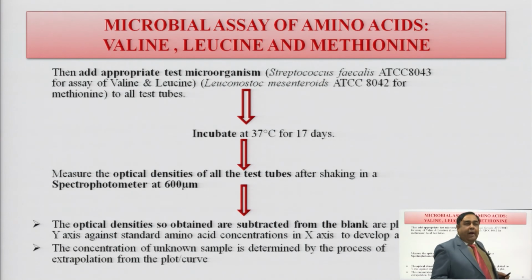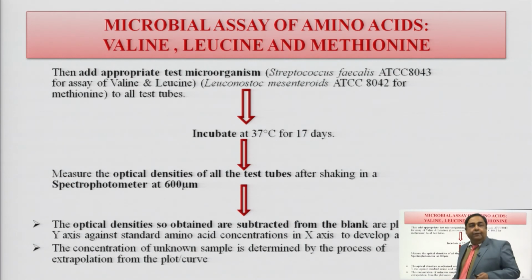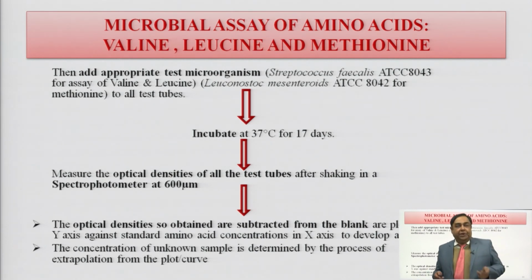Then you have to add the appropriate organism. Now, this organism is again amino acid specific. Streptococcus faecalis ATCC 8043 is to be added whenever we are estimating either valine or leucine as amino acid. We have to add Leuconostoc mesenteroides ATCC 8043 whenever we are going for the assay of methionine.